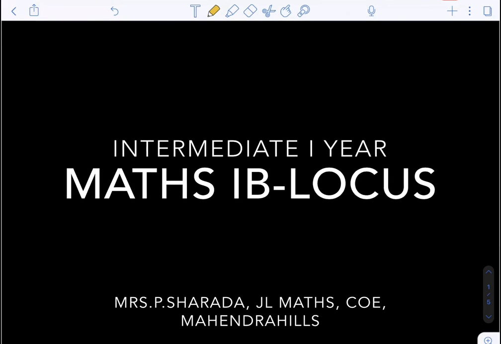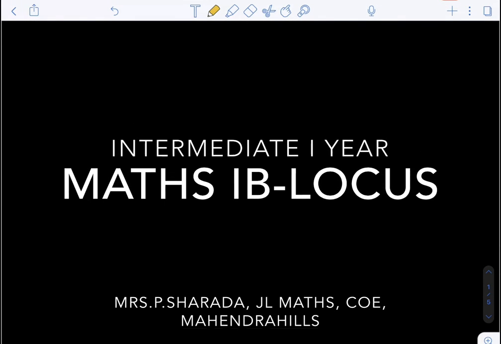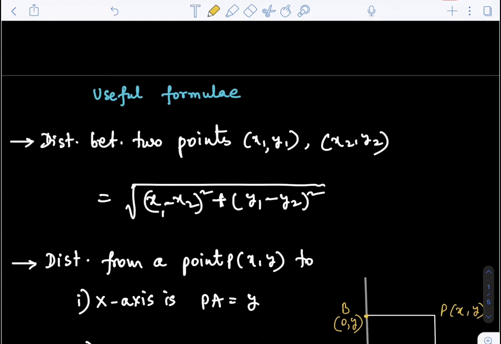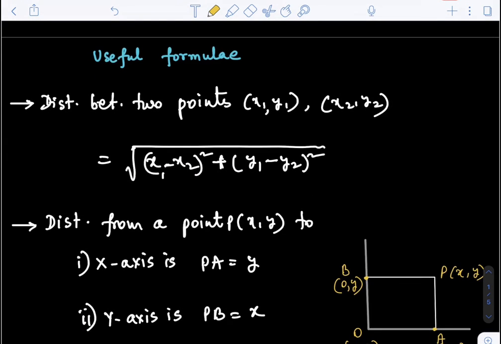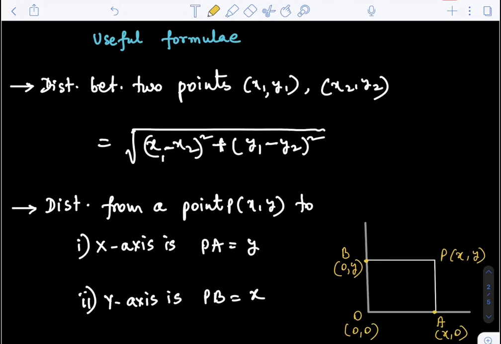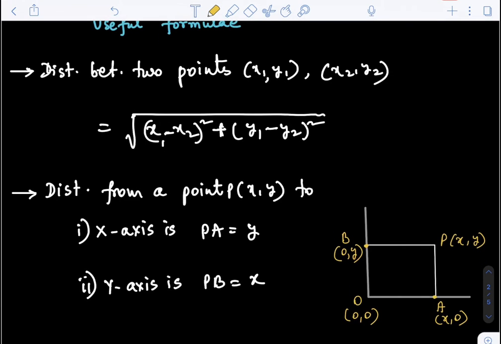Today we are going to learn exercise 1 problems in the locus chapter. Some formulae are used, so let us see one by one what the formulae useful for this exercise are. Let me take the first one, which is the distance formula.